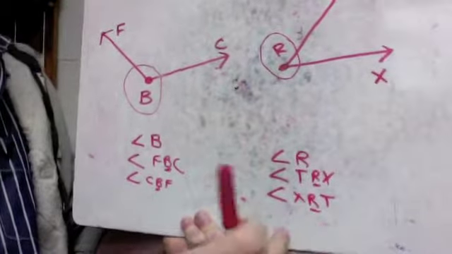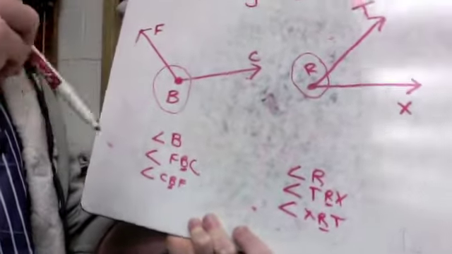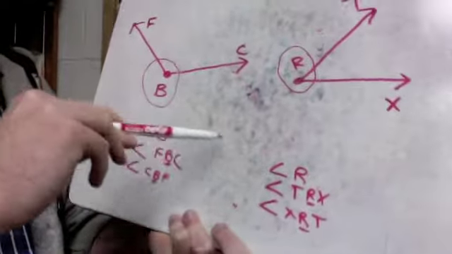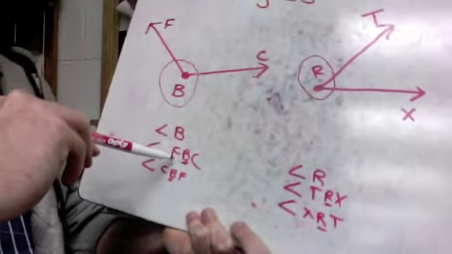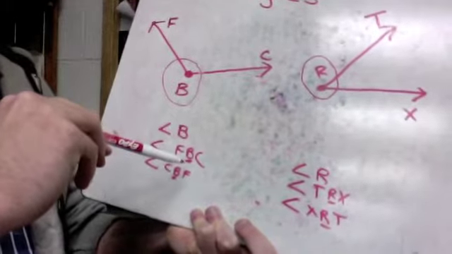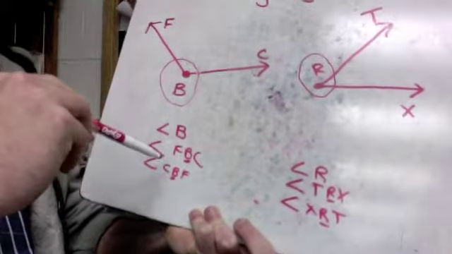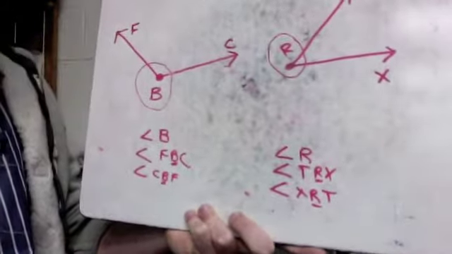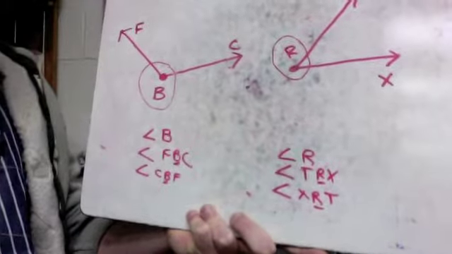So there are always three ways to name an angle: by the vertex alone, putting the letters in order with the vertex in the middle, or putting them in order backwards with the vertex in the middle. Those are all ways to name an angle.